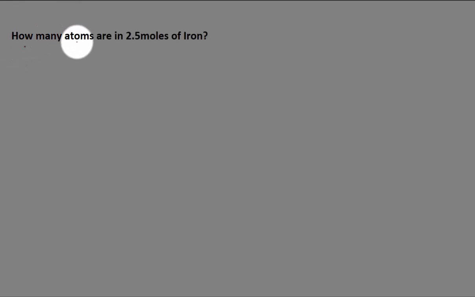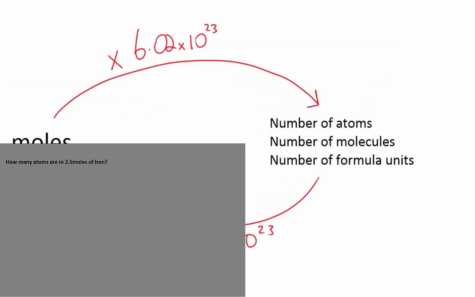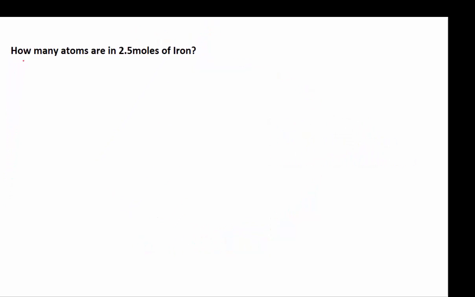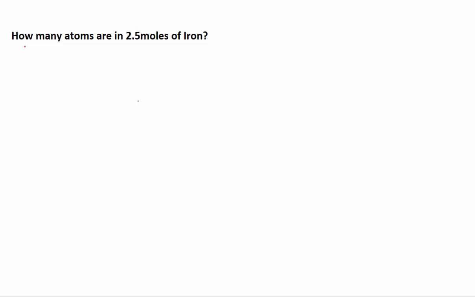The question states, how many atoms are in 2.5 moles of iron? So if we look at our conversion chart, we have moles and we want number of atoms. We're going to multiply by Avogadro's number. Going back to the question then, we're going to take our 2.5 moles and we're going to multiply by 6.02 by 10 to the 23. This will give us how many atoms are in that 2.5 moles.